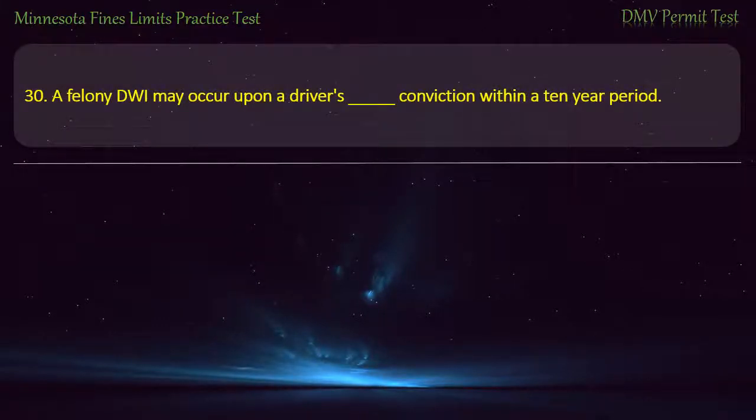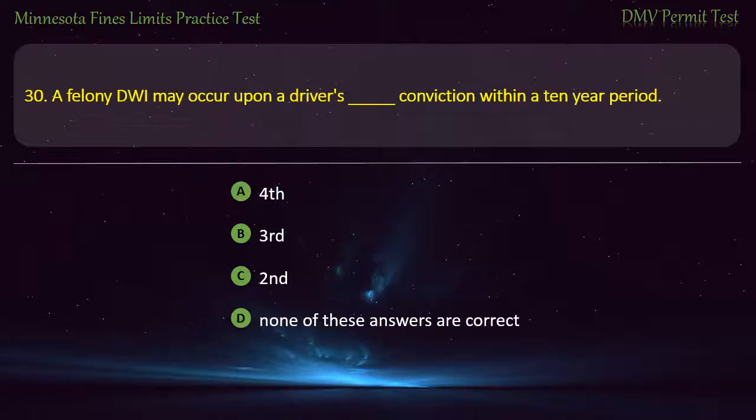Question 30. A felony DWI may occur upon a driver's conviction within a 10-year period. 4th, 3rd, 2nd. None of these answers are correct. Answer: 4th.